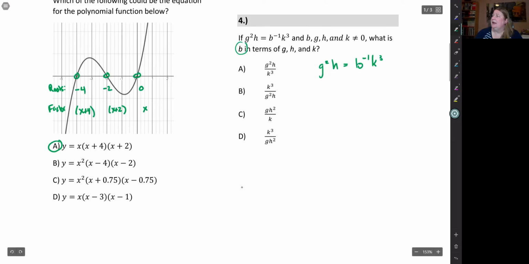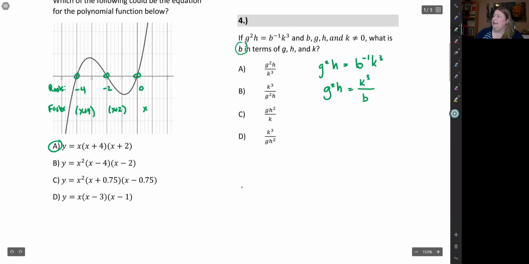The first thing to keep in mind is that with a negative exponent, I always start by getting rid of my negative exponents and switching them into positives. And the way you do that is by bumping them down into the denominator. So we have g squared h equals k to the third over b.